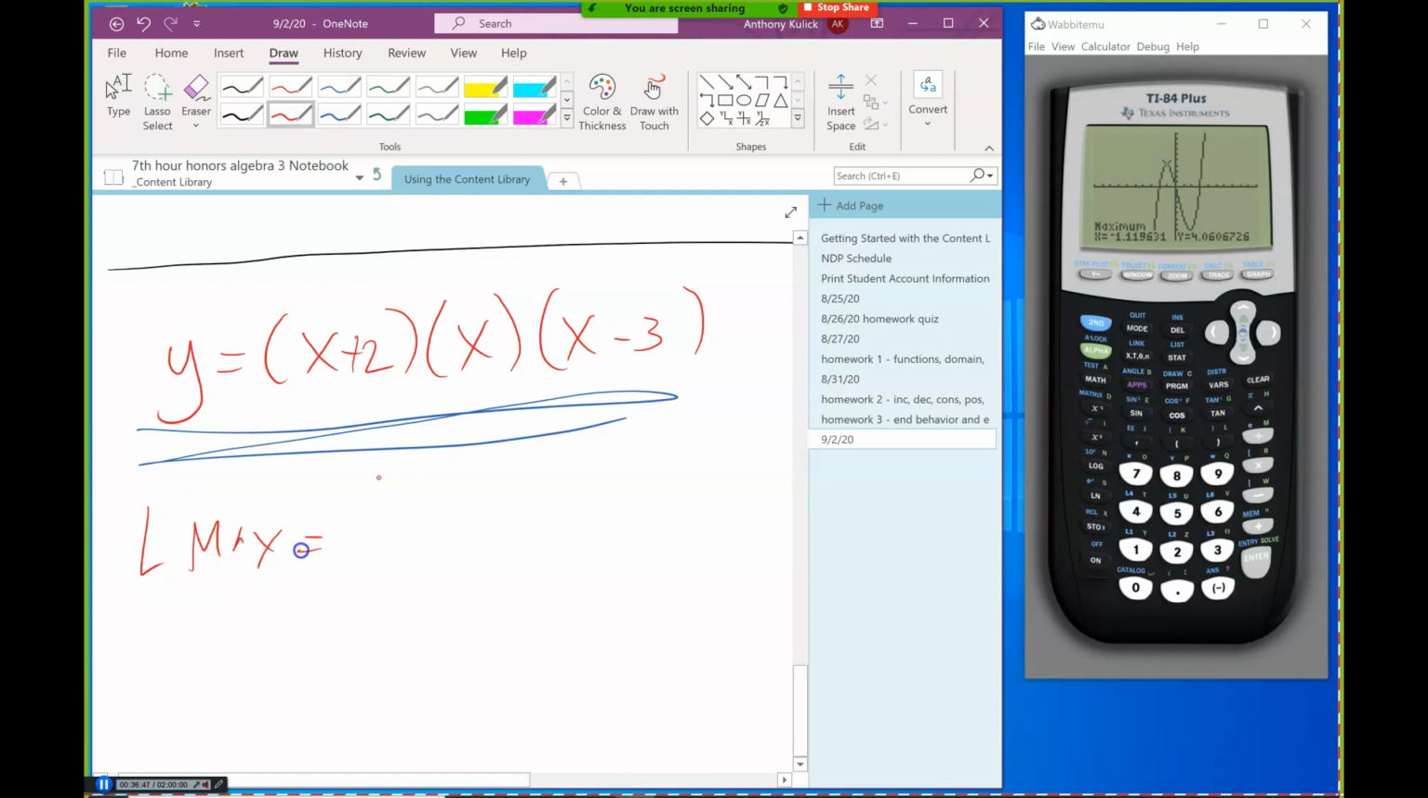So we have a local max. Let's say we round it to 3 decimal places. So the x-coordinate rounds to negative 1.120, and the y-coordinate would go to 4.061. That's just rounding to 3 decimal places, which is probably what I would ask you to do in most settings.